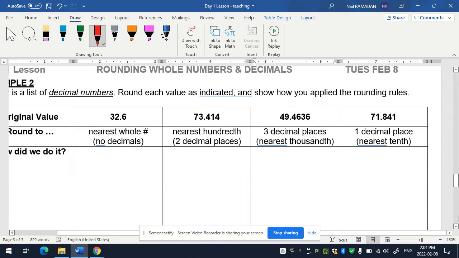Okay. So here is a list of decimal numbers. They could be money, they could be length, they could be weights, they could be anything that could be measured, like a scale, for example. Round each value as indicated. You have different ways, just like the first one, and show how you applied, which means show me the cut. Okay. First one, 32.6. Let me just write it down.